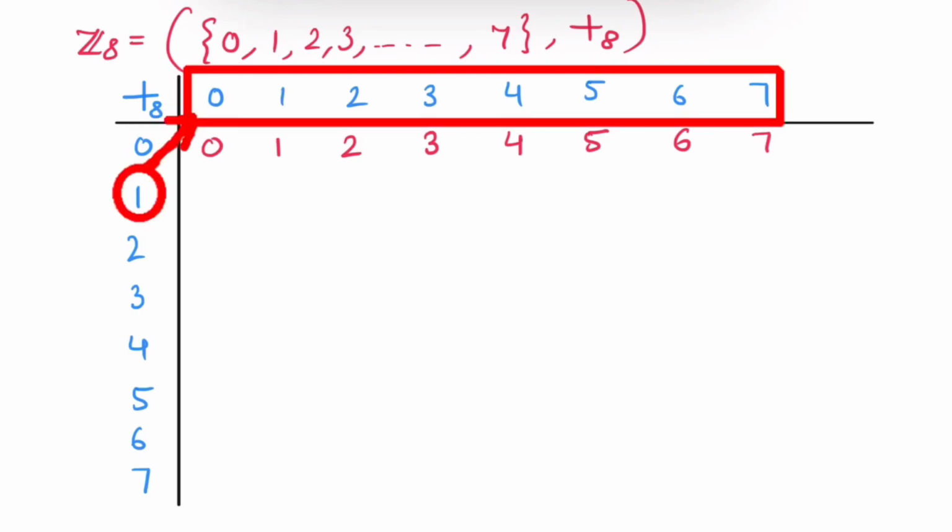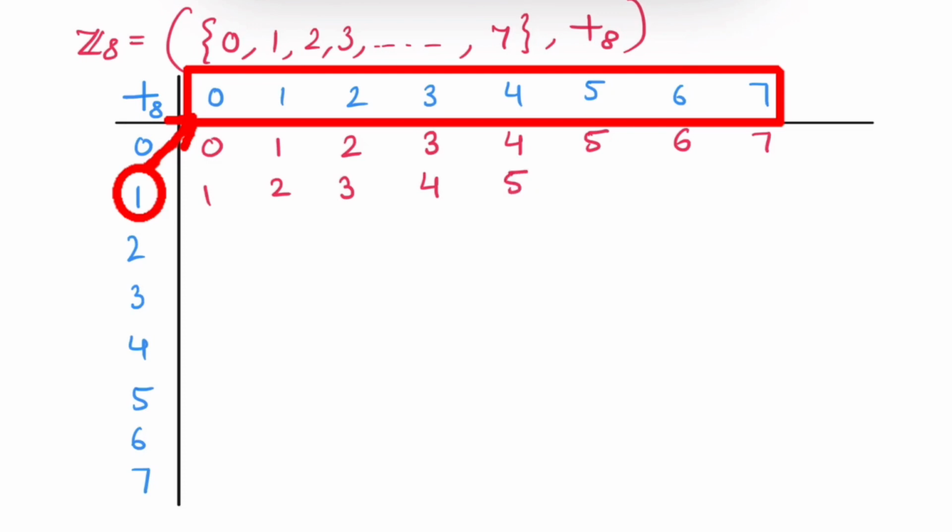Again, 1 plus 0 is 1, and the remainder is 1. 1 plus 1 is 2, remainder 2. 1 plus 2 is 3, remainder 3. 1 plus 3 is 4, remainder 4. 1 plus 4 is 5, and when 5 is divided by 8, the remainder is 5.